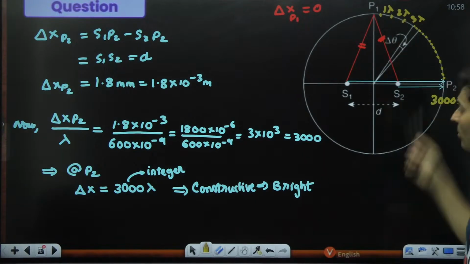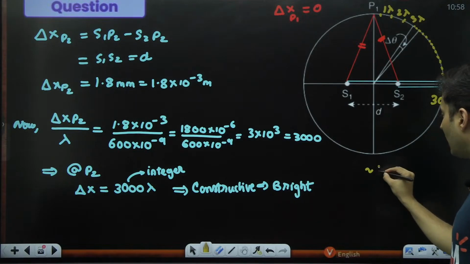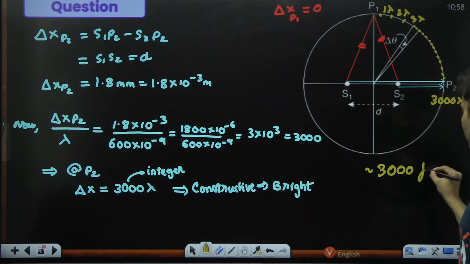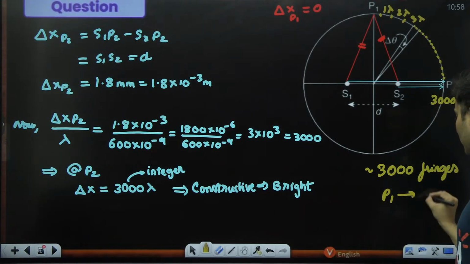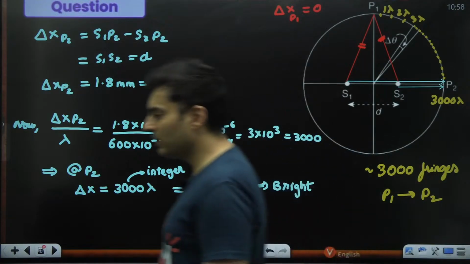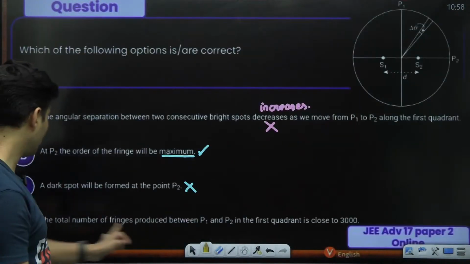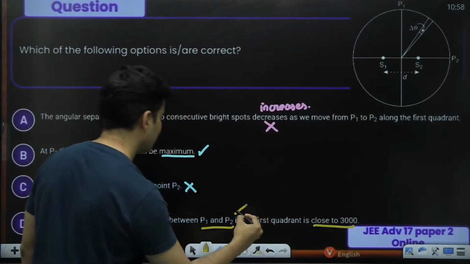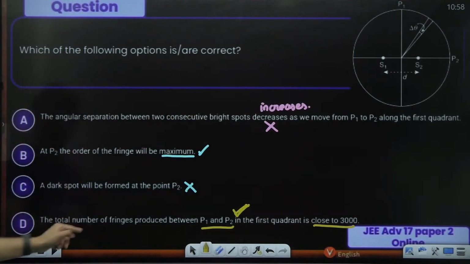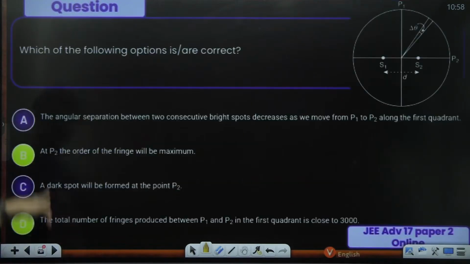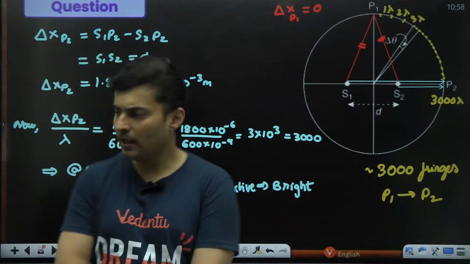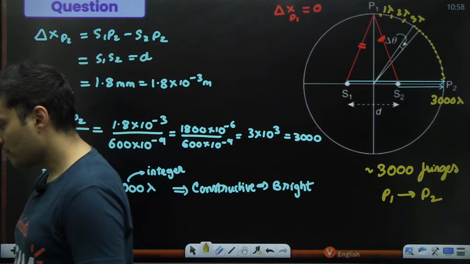So approximately how much? 3000 fringes that you have from point P1 to point P2. Hence, this option, the number of fringes between P1 and P2 is 3000, is definitely a correct option. So I think B and D should be the right answer. Let's find out. Yes, B and D are the right answers. Was this a wonderful question? Did you like it? Yeah. Okay.